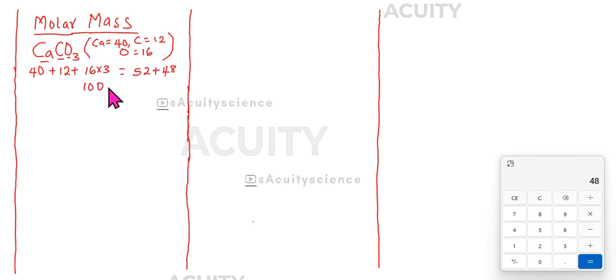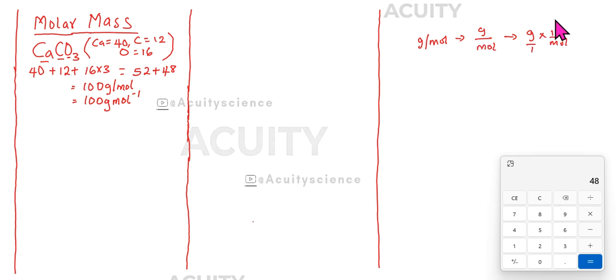Now the unit for molar mass is gram per mole. This can also be written as gram per mole this way. That's just a little mathematics. Gram per mole is the same as gram times 1 over mole. In mathematics, when you want to multiply fractions like this, you just multiply numerator by numerator, denominator by denominator.